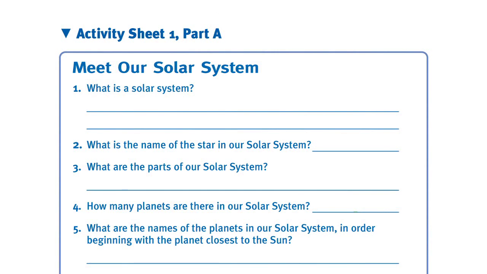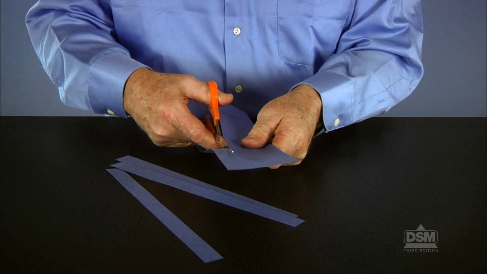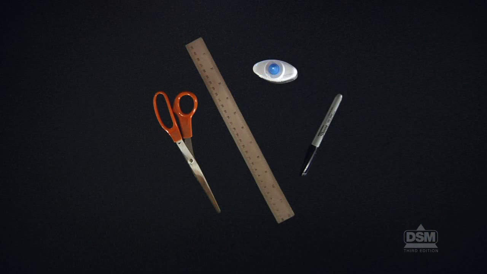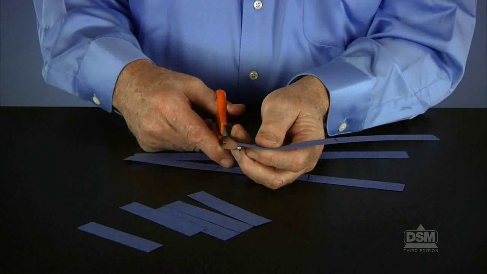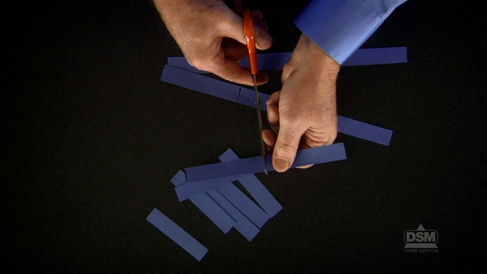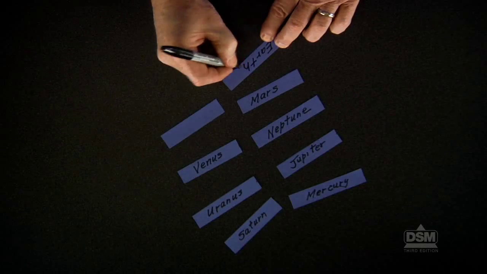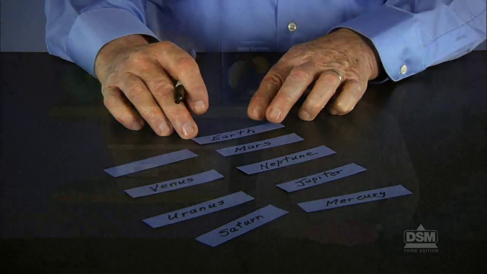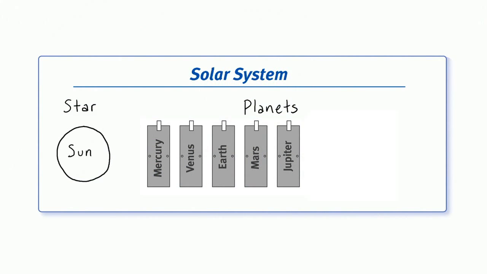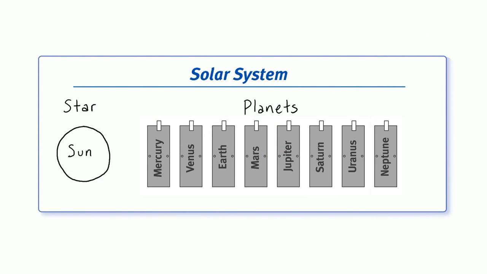Divide the class again, this time into teams of 2, and hand out a copy of Activity Sheet 1, Parts A and B, and 3 strips of blue construction paper to each student. Also, distribute scissors, a ruler, and a marker to each team and indicate the location of the glue to the class. Instruct students to cut each strip of paper into 3 pieces. Tell them to use the marker to write the name of a planet on each paper strip. Then have students arrange and glue the labels to their activity sheets in the order of their distance from the sun, following the model you created.